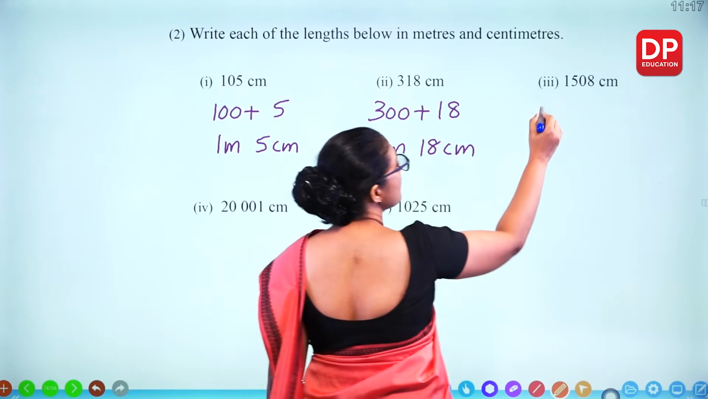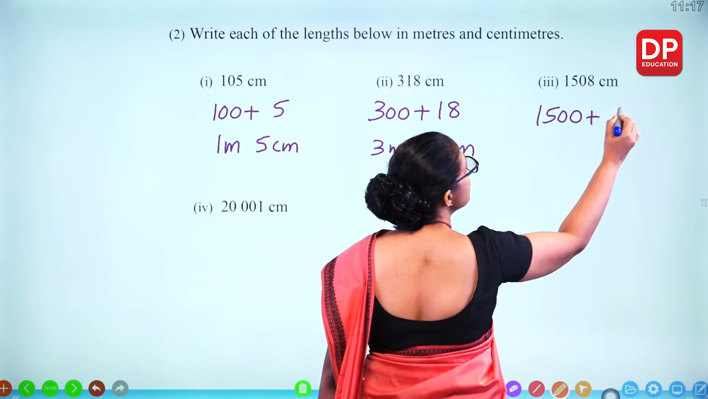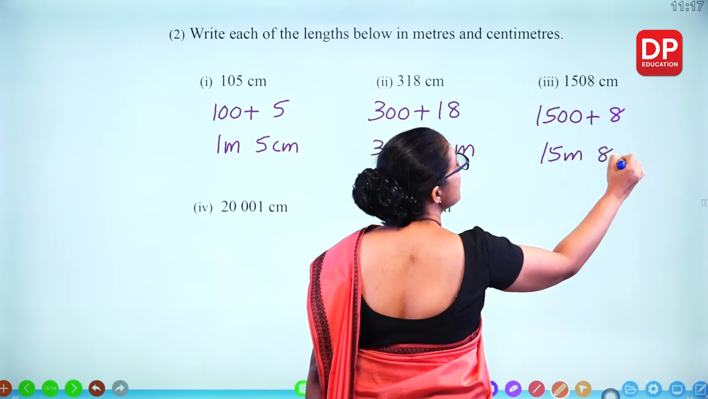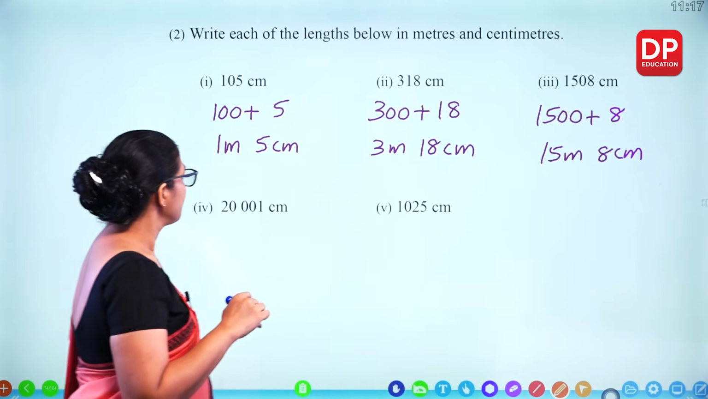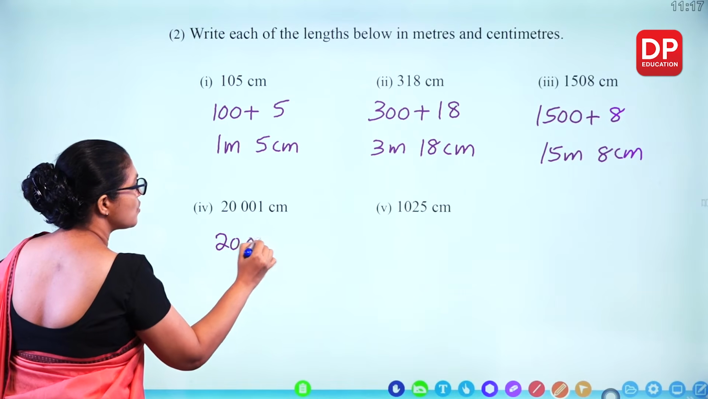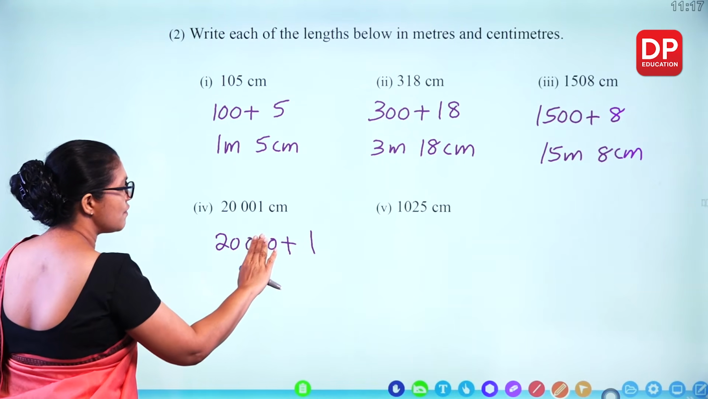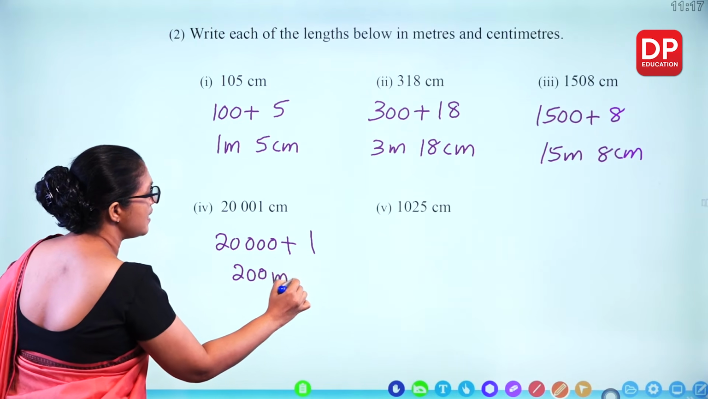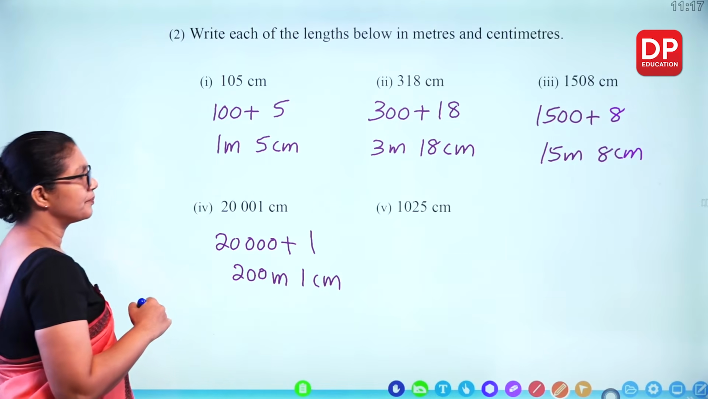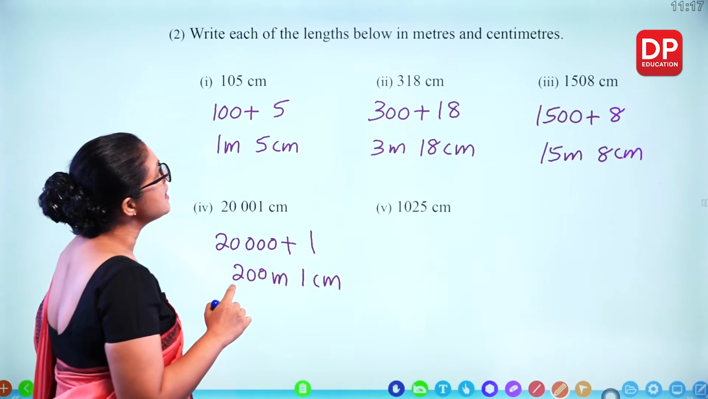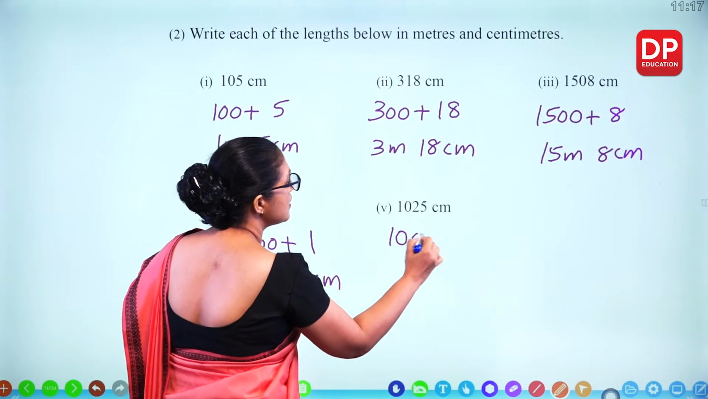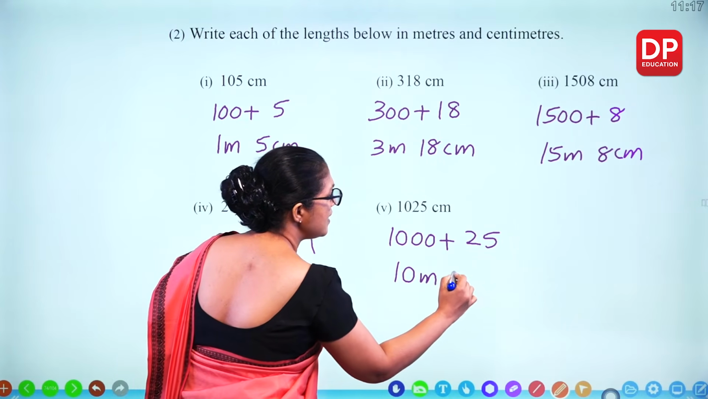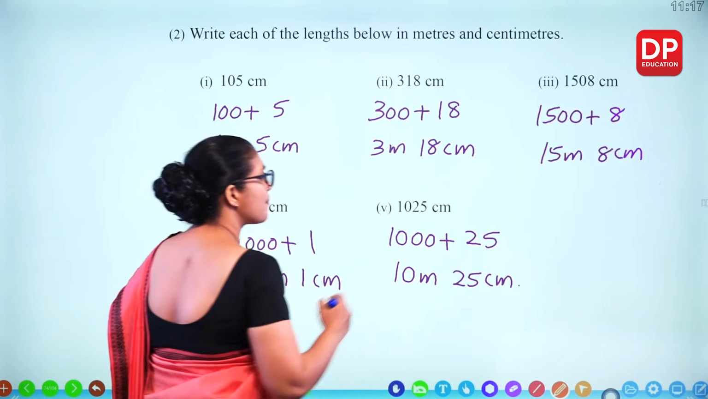1508. I can write 1500 plus 8. When you divide by 100, you get 15 meters and 8 centimeters. This one, 20,000 plus 1. When you divide by 100, you get 200 meters and 1 centimeter. 1025 centimeters. So 1000 plus 25. Divide by 100, that's 10 meters and 25 centimeters.